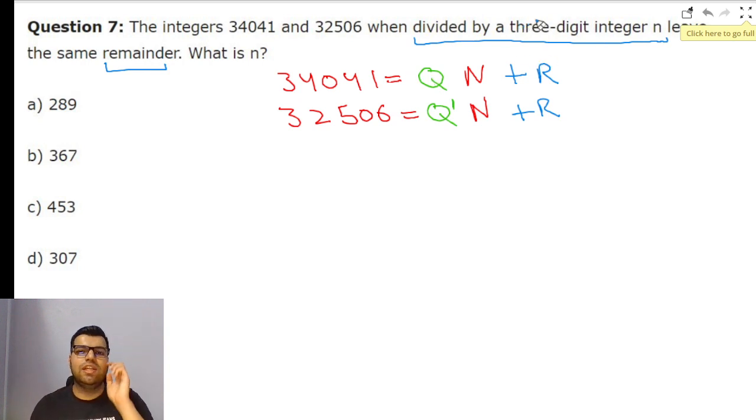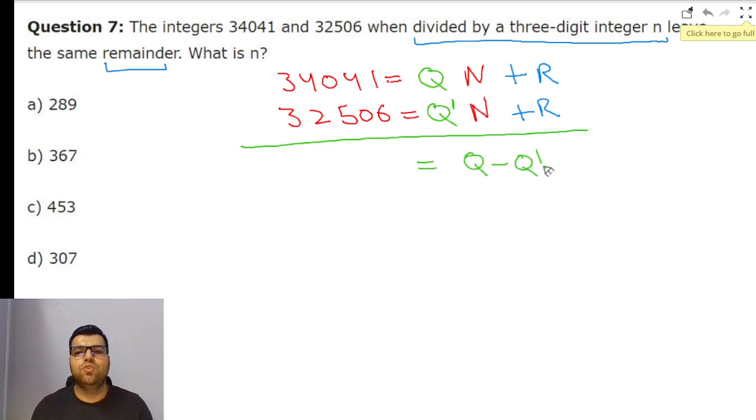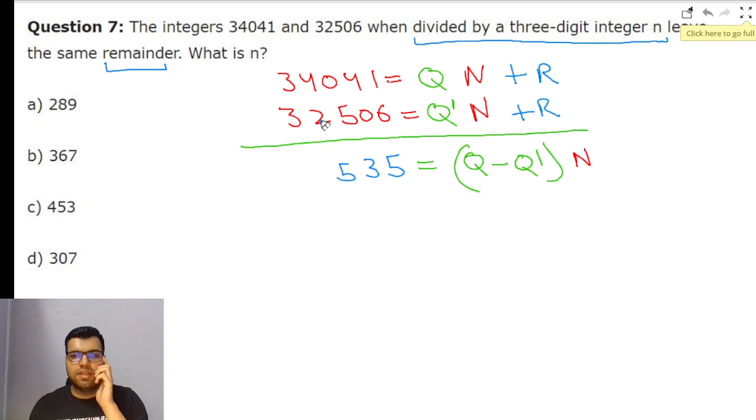So we have to find out the value of n. Now it seems like a complicated question, but you should know the trick. Some of you might have thought of it: just subtract the two. What happens here? We get q minus q dash into n. Let us subtract these numbers. 11 minus 6 is 5, 3 minus 0 is 3, 10 minus 5 is 5, 3 minus 2 is 1. So 1535. Now q minus q dash into n is equal to 1535.